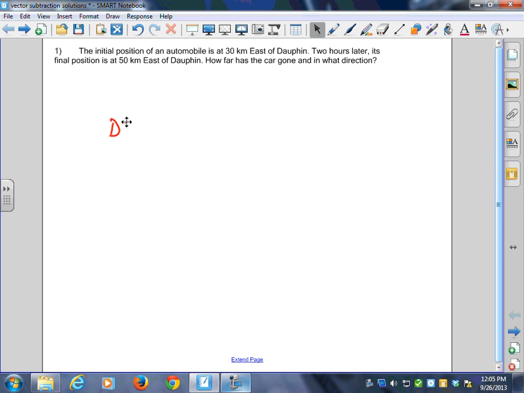Okay, so initially it is 30 kilometers east of Dauphin. Here's Dauphin, right? And my initial position, my XI, is 30 kilometers east. Now remember, they didn't drive there. That's just a reference point, D for Dauphin. We are currently 30 kilometers east of Dauphin, and we don't care how we got there. 2 hours later, its final position is 50 kilometers east of Dauphin.